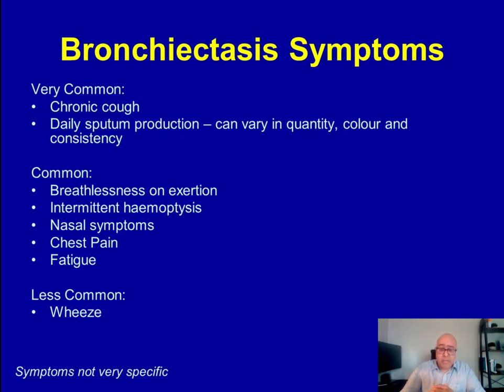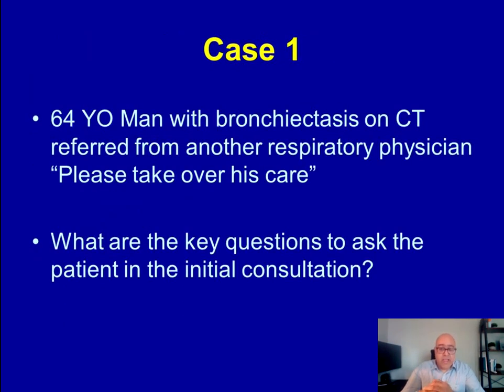So it's useful to think about different patterns of presentation, and that's what we're going to focus on in our series of case examples. The first case example is a 64-year-old man who's already been diagnosed with bronchiectasis on CT scan and is referred by another respiratory physician into the specialist bronchiectasis clinic for us to take over his care.